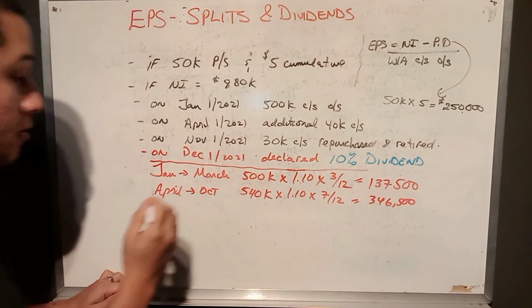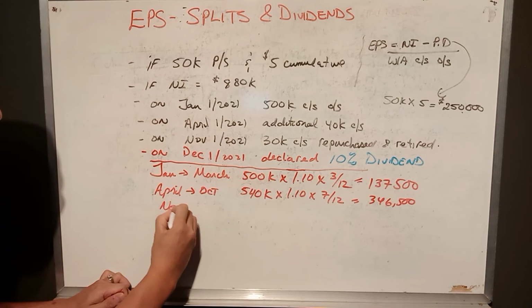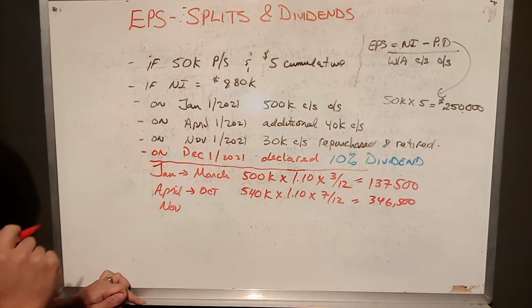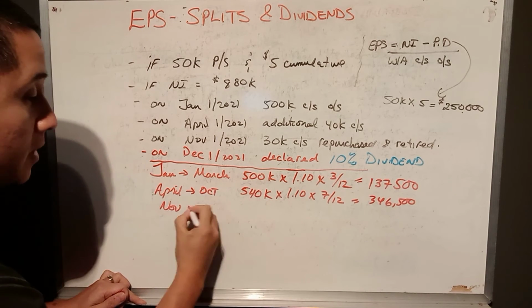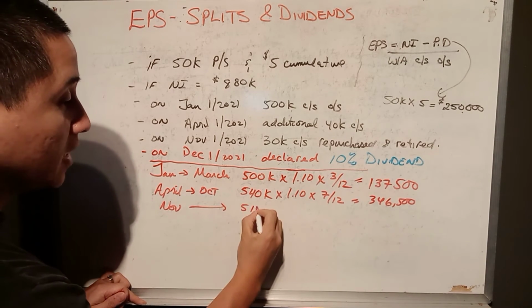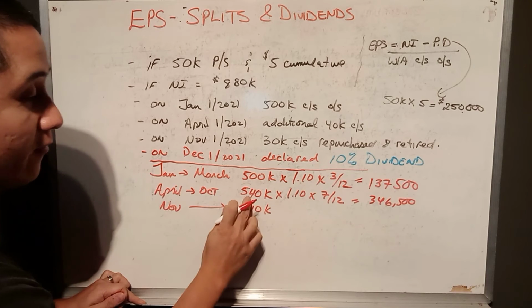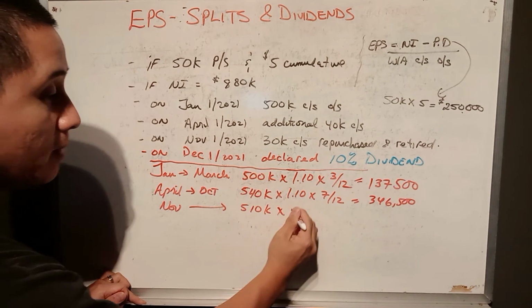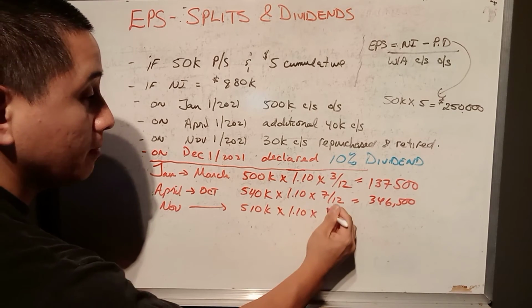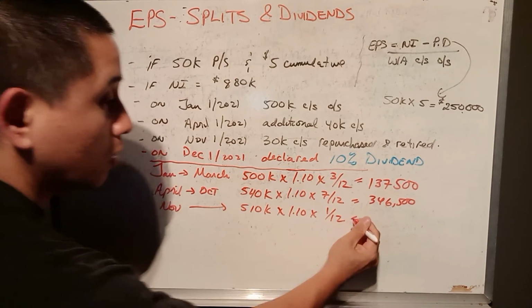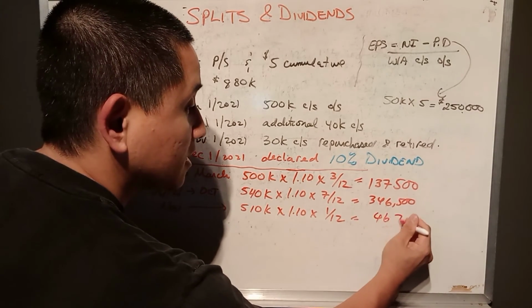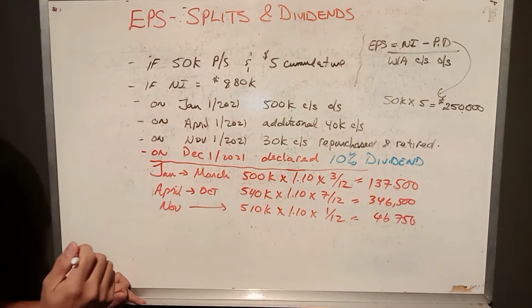346,500 common shares. Now for November, we know that they had repurchased and retired 30,000 common shares. So that's going to be giving us 510,000, because it was 540,000 minus the 30,000, multiplied by 1.10 multiplied by 1 month out of the 12 months of the year. So that would give us 46,750 common shares.